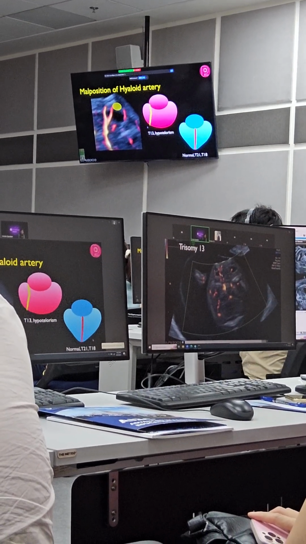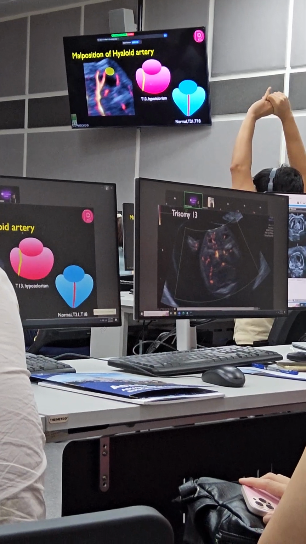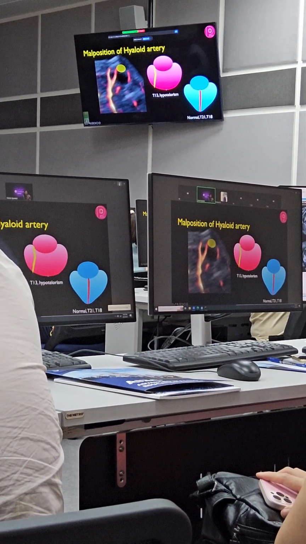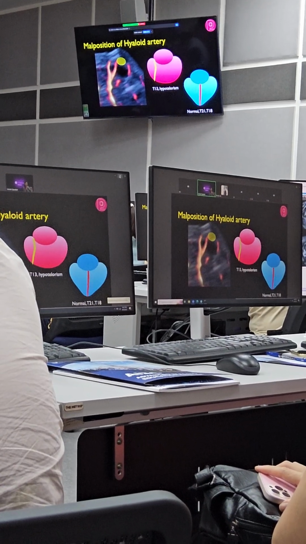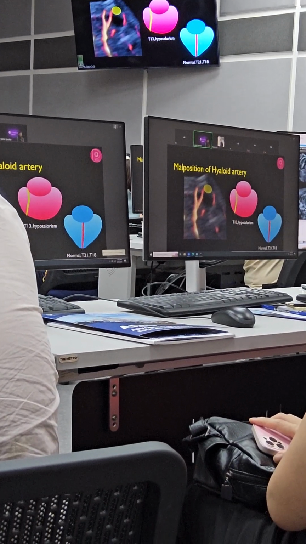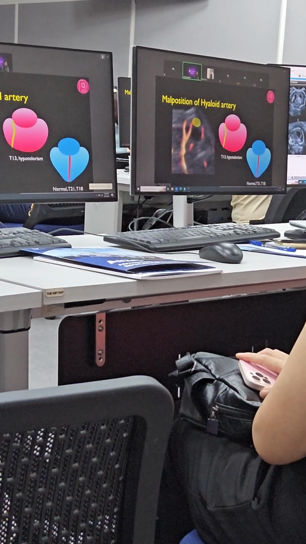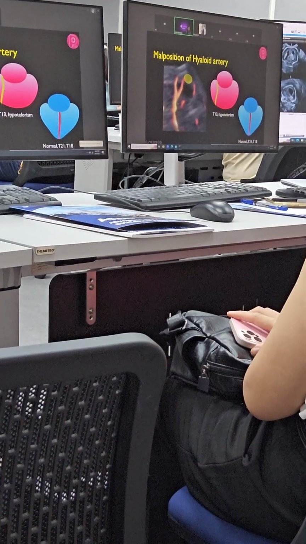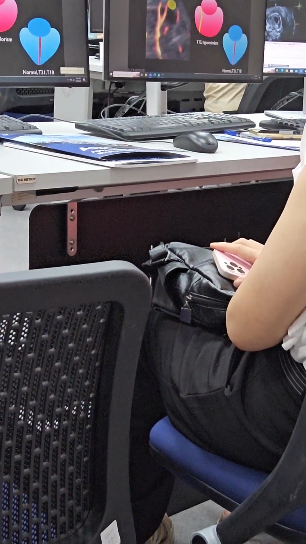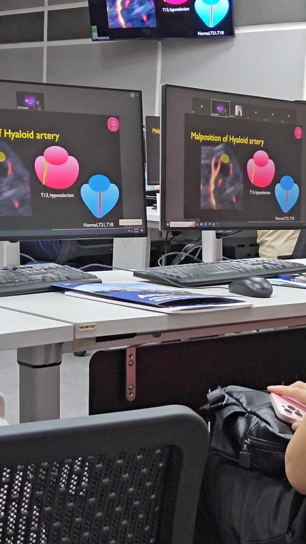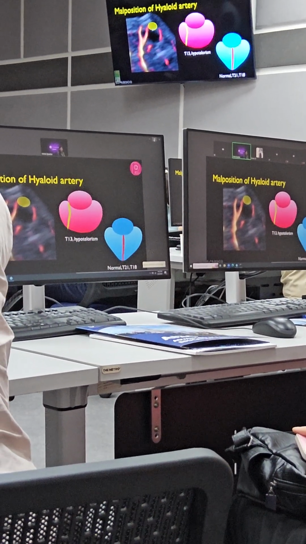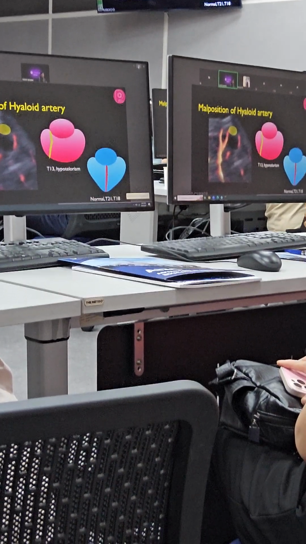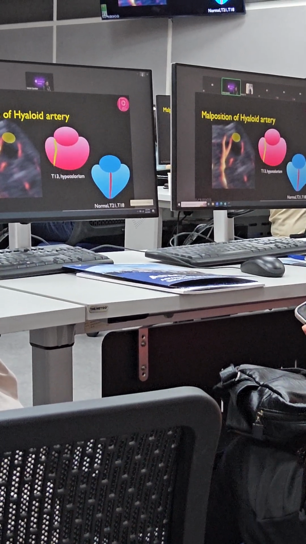But in trisomy 13 with hypotelorism, sometimes the eyes are attached together, and sometimes they are approaching too much. That is called hypotelorism. And in hypotelorism, the hyaloid artery has made a mistake and attaches not to the center of the lens, but to the edge of the lens. Okay, so this is a malposition of the hyaloid artery.